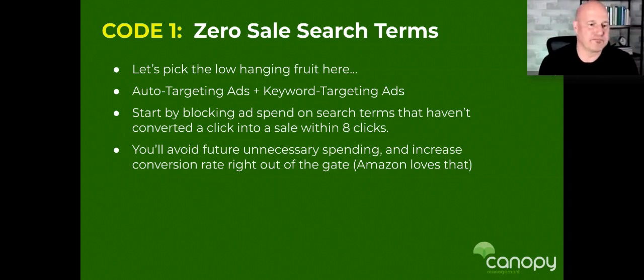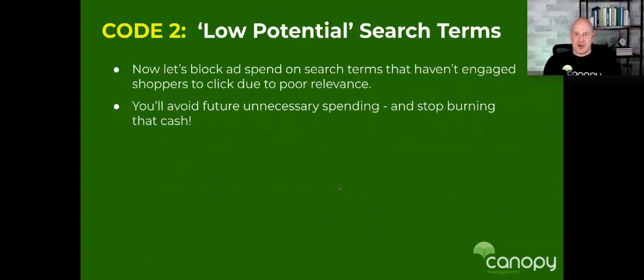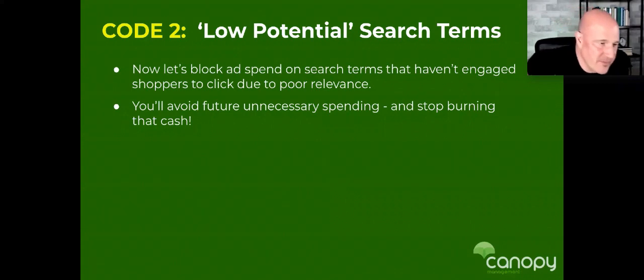Let's move forward. Low potential search terms and keywords. Low potential search terms is exactly what I'm talking about as far as the death by 1,000 cuts. This is where you're going to have certain search terms that come up that have a low relevance. In other words, they have a very low click-through rate.